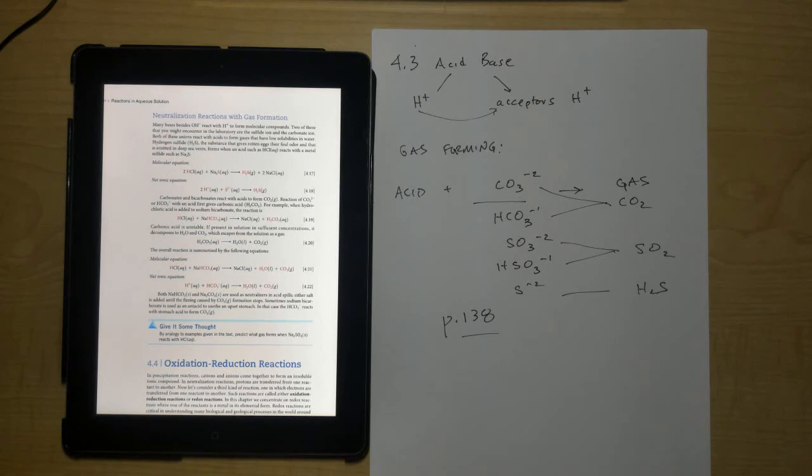Give me a confidence ranking on this poll, as far as how good you are at acid-base reactions. 5 super confident, 4, 3, 2, 1 not so super confident.